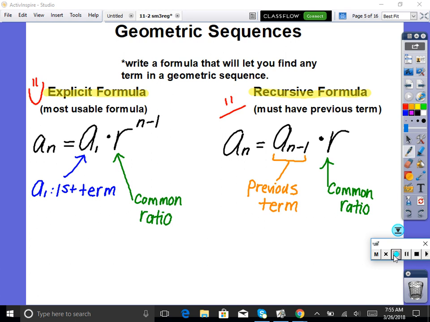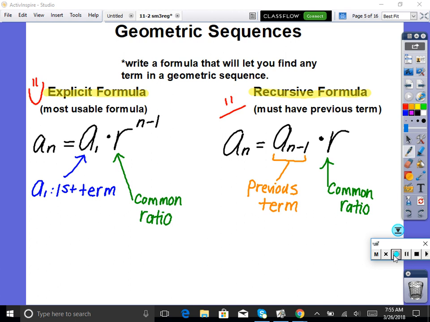So, last time we saw that with an arithmetic sequence, you can write a general formula that allows you to find any term in the sequence. That's what the bell quiz had to do. Well, there are also, obviously, general formulas for geometric sequences. Now, remember, there are what's called explicit formulas and recursive formulas.